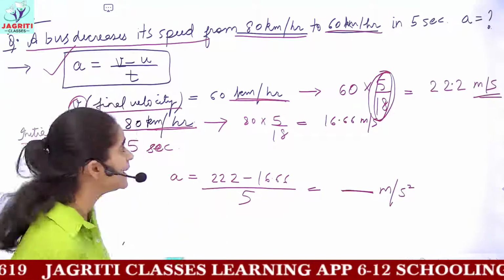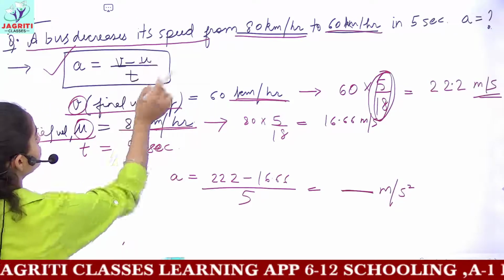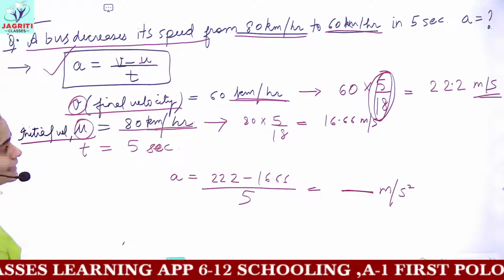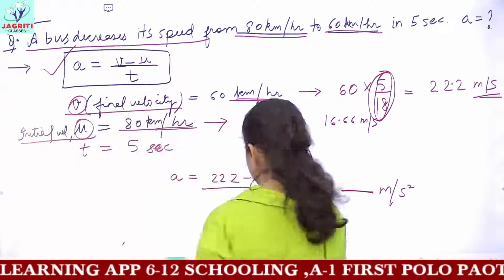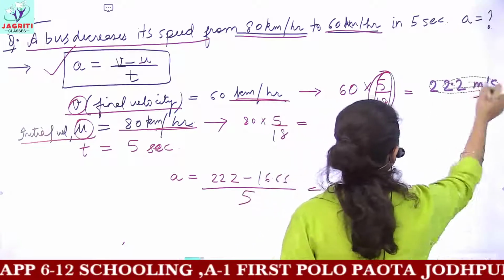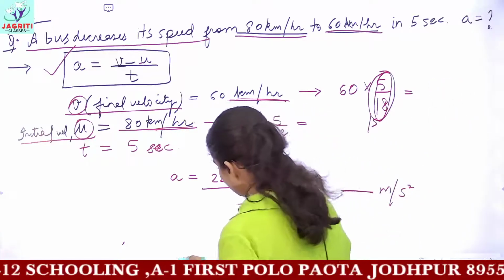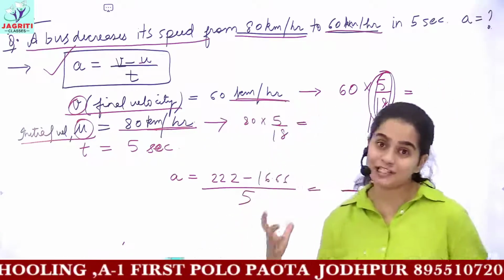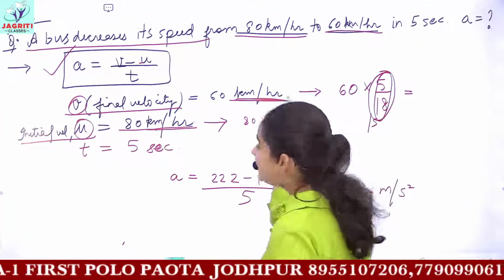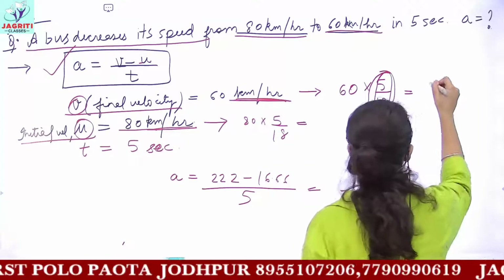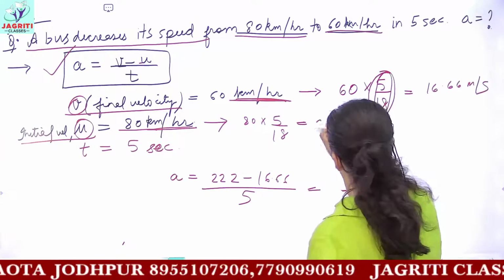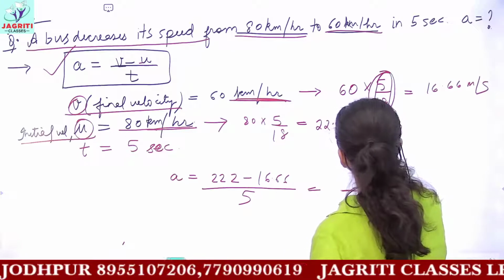And what was the error? We wrote v minus u upon t. What is the final velocity v? It is 60 and this was 80. So these values, if you correctly examined the question and solved it with me, then you would have definitely said that ma'am, this value would be 16.66 meter per second and this would be 22.2 meter per second.